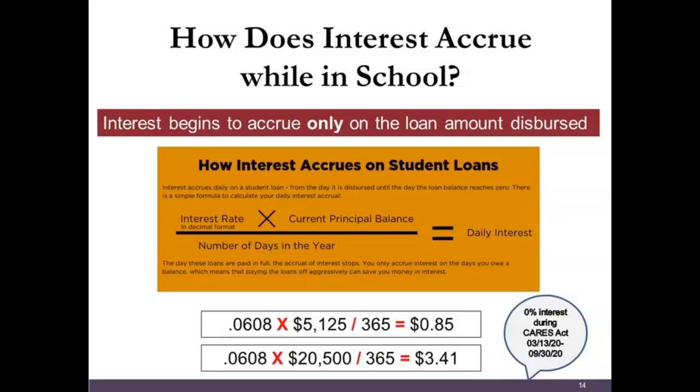At the end of the year, once the full $20,500 is fully dispersed, then you would be paying the $3.41 on the bottom. So the interest does accrue as the loan is dispersed. So it's not so bad while you're in school because you're not getting all of the money all up front. It's being divided up usually into the 4 quarters. And then again, remember that you're not going to be accruing any interest during the CARES Act time, which is 3/13/20 to 9/30/2020.